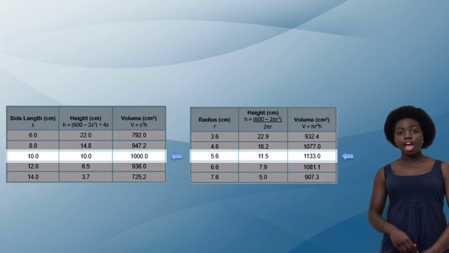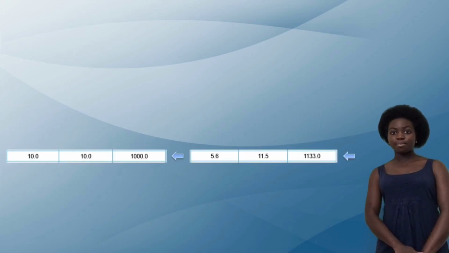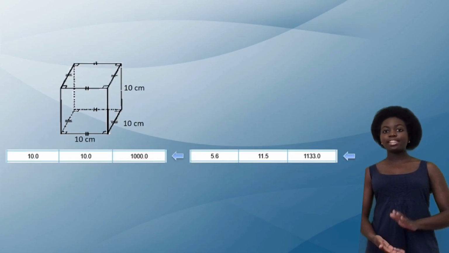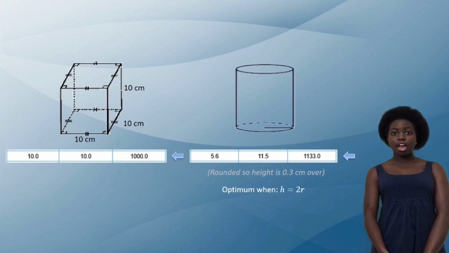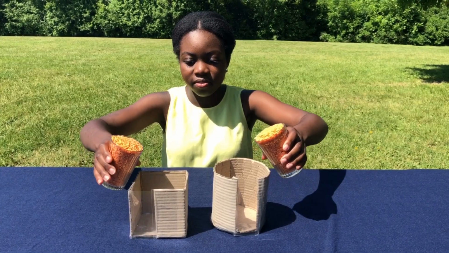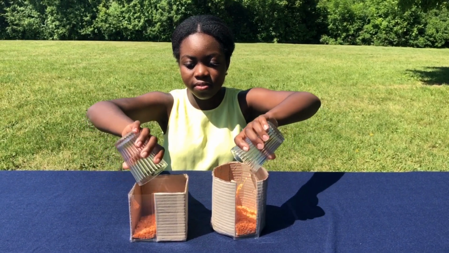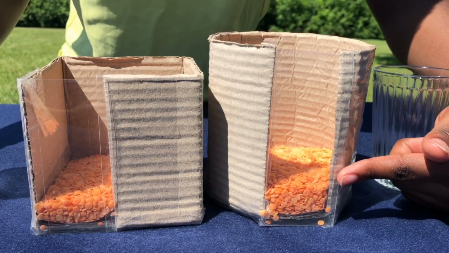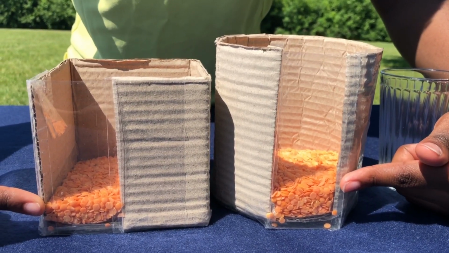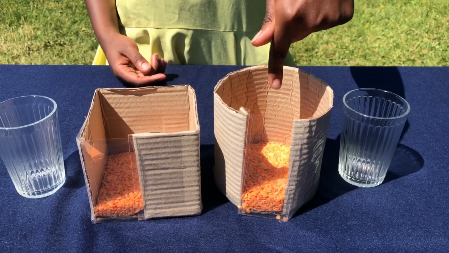There is! Look at their base numbers. For the prism, it was all 10 centimeters, meaning that a perfect cube had the optimal volume. And for the cylinder, this was achieved when the height was twice the radius. To understand this better, we have a cube and a cylinder. They both have the same surface areas, but maximizing their volumes gives the cylinder a huge advantage.